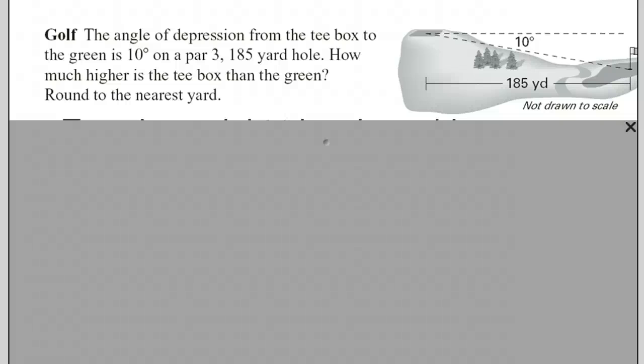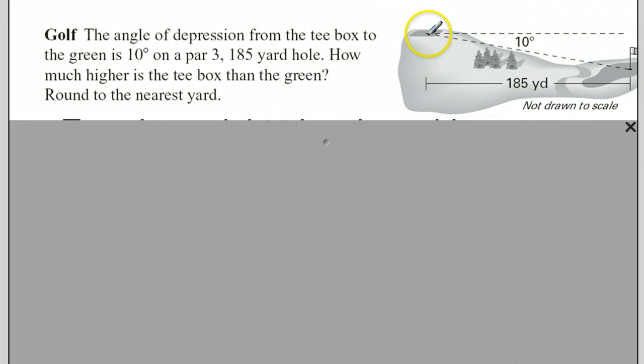Hello class, today we're going to continue our discussion of right triangles in trigonometry by solving applied problems involving that. So here we have an example of a problem, and we're actually going to use what we've been working with in class to solve this. The angle of depression from the tee box to the green is 10 degrees on a par 3, 185-yard hole. How much higher is the tee box than the green?